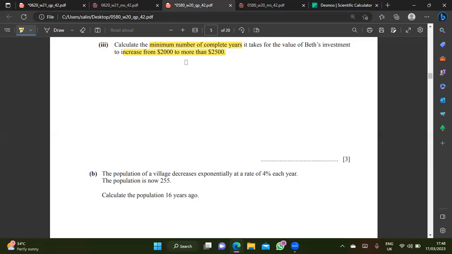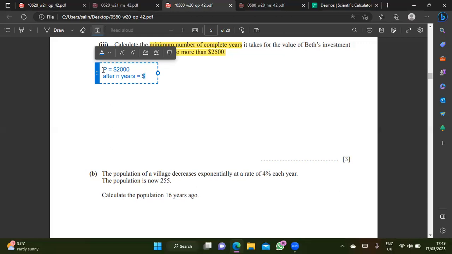Okay. So what do we need to do? We can actually use the same formula. Now this time, I don't know what N is. So what I can do here is put down the clue that they gave you. P equals to 2,000. So what do you need after X years, for example, or after N years, yeah? Investment become 2,500.